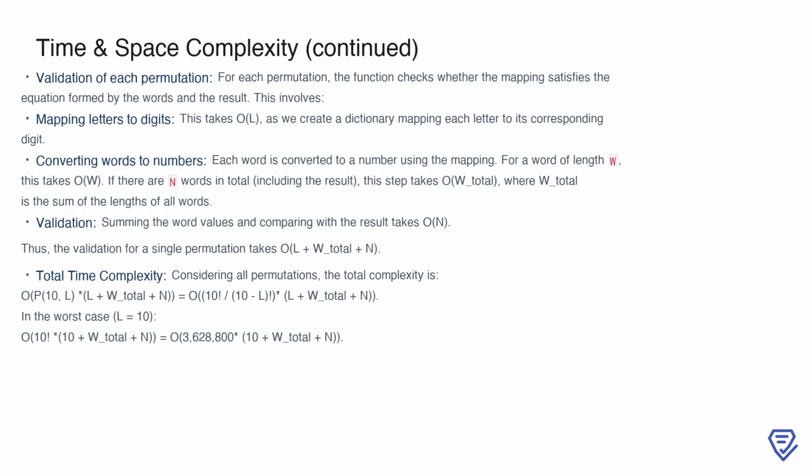When considering all permutations, the total time complexity becomes P(10, L) * (L + W_total + n). In the worst case, where L equals 10, this evaluates to approximately 3.6 million * (10 + W_total + n), illustrating the factorial growth of the problem as the number of unique letters increases.